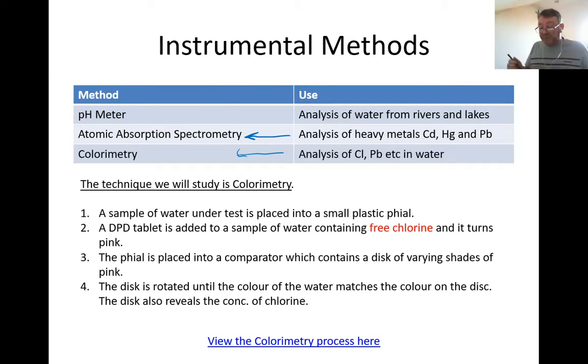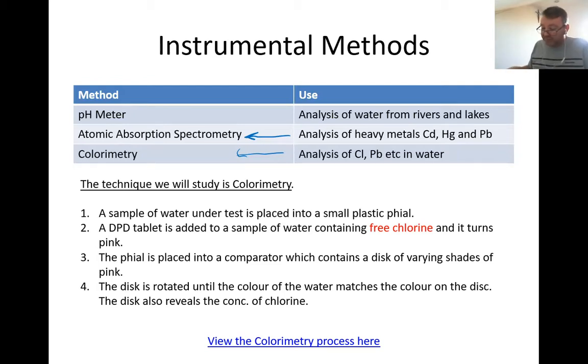Now what you'll notice is you take into your little vial, and I'll show you in a second, a sample of your water, you add in what's called a DPD tablet and you crush it. If there is chlorine present, the water will turn a shade of purple, and the shade of purple is directly linked to the concentration of chlorine.